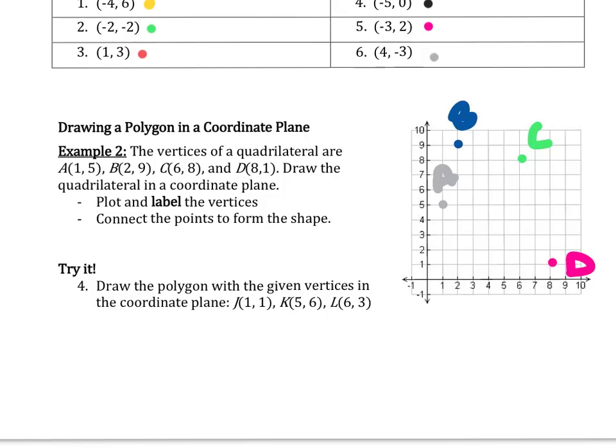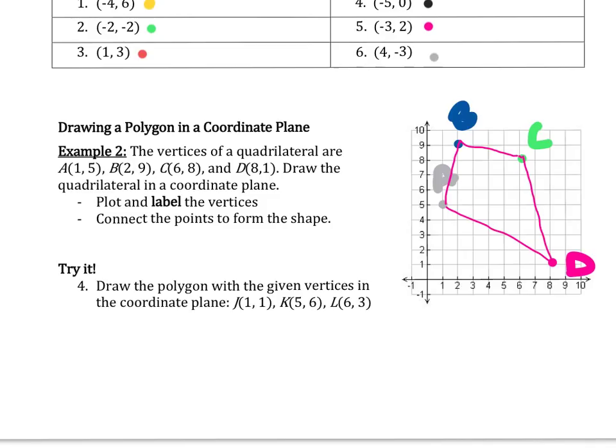Okay, so now that everything is nice and organized, I can go back and connect them, starting with A, going to B, C, D, and then you always want to go back to the first point. So if you notice, we created a kite.